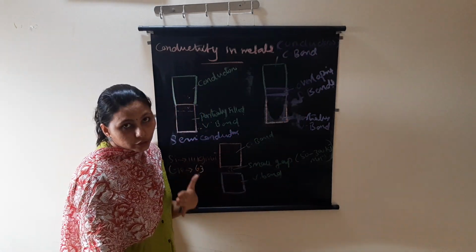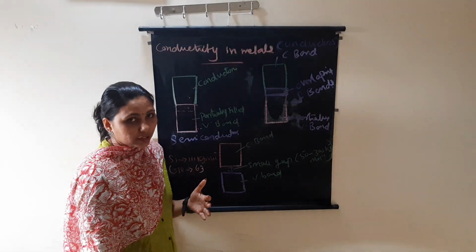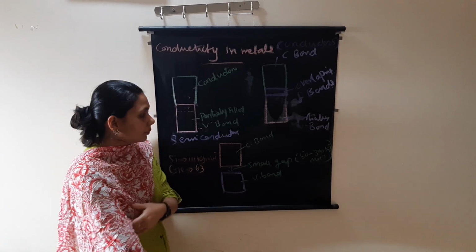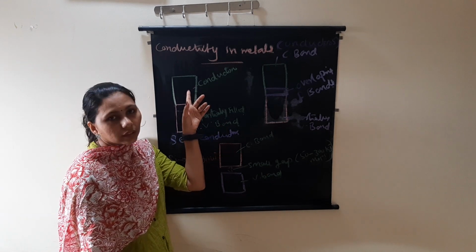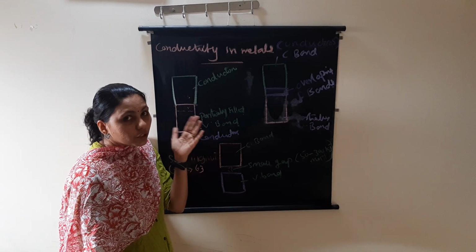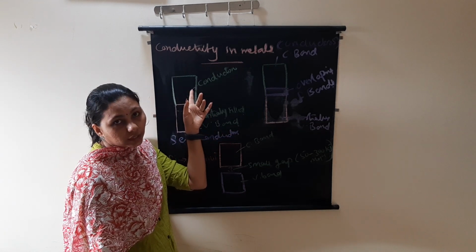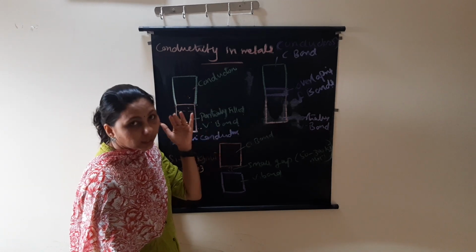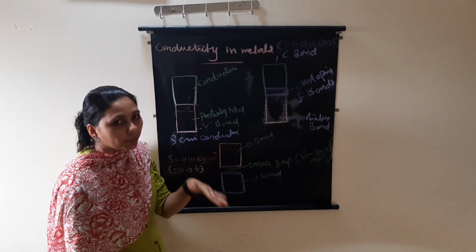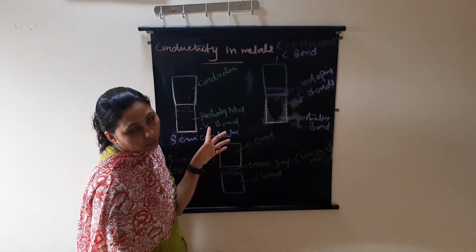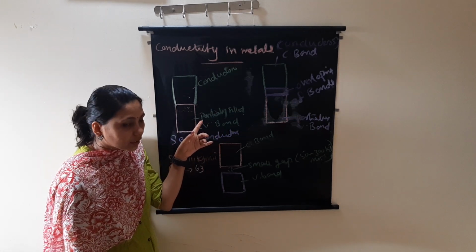According to band theory, there are two types of bands: conduction band and valence band. In case of metals, they will have a partially filled valence band, and here is the conduction band. We know the highest occupied band is known as the valence band, and the unoccupied band is known as the conduction band. There are no electrons in the conduction band; only the valence band is occupied. In metals the valence band is not completely filled, it is partially filled.